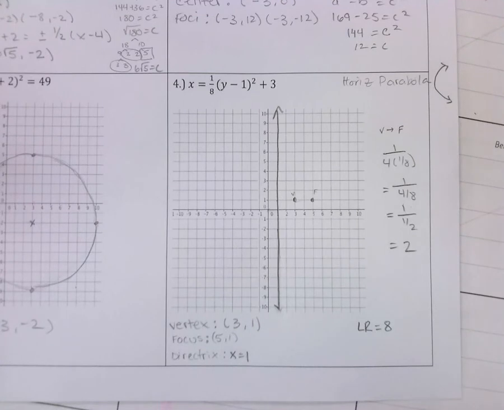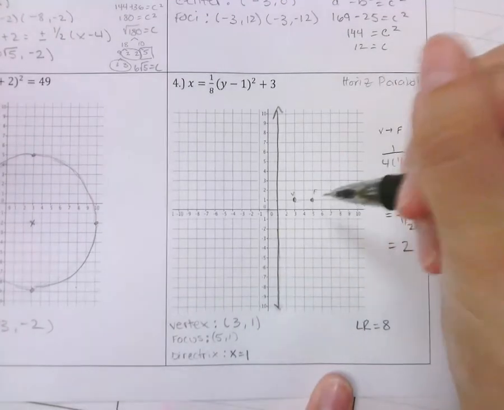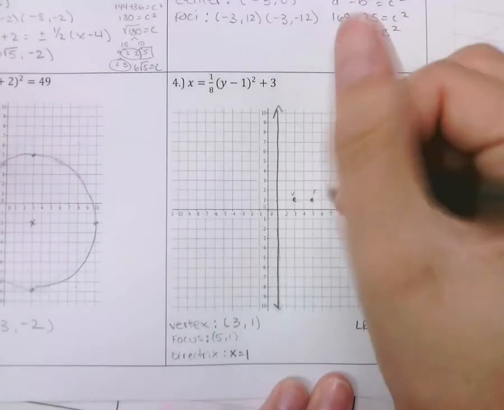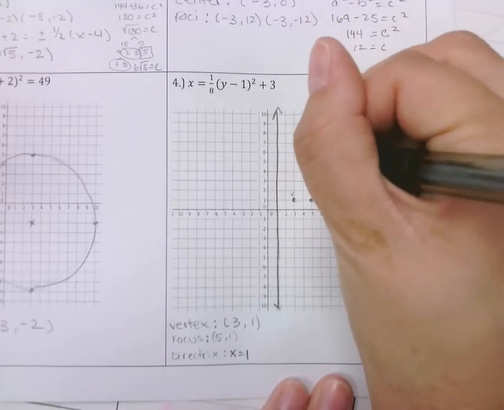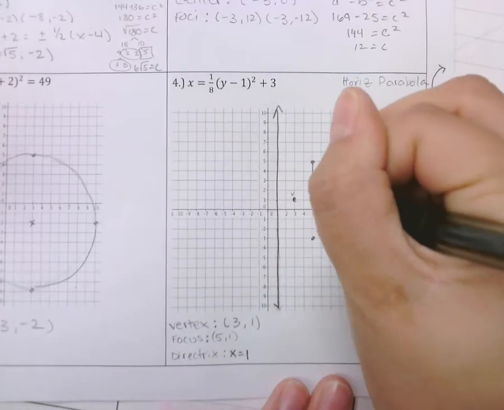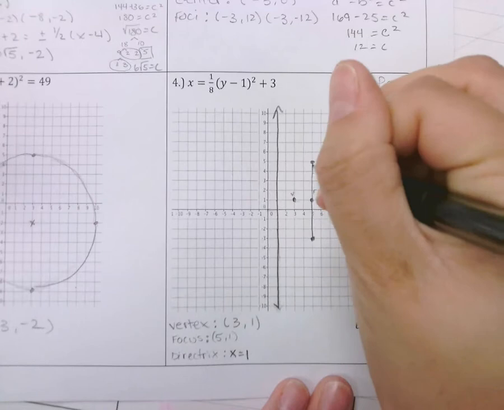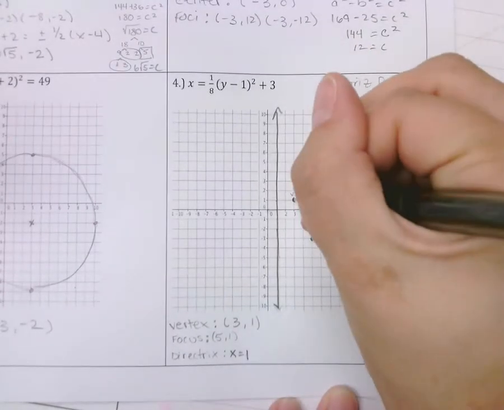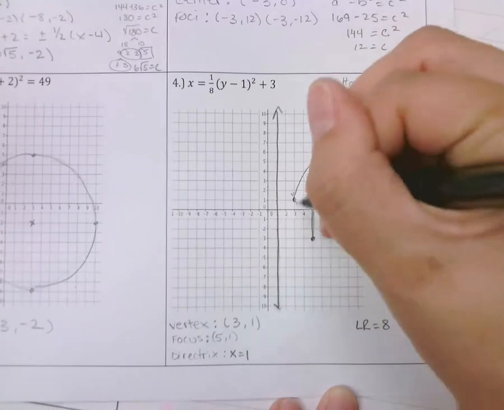It's 8 units long, right? So how do I do that? You have to go up 4, down 4 from the focus. So 1, 2, 3, 4. Doesn't that make it longer than 8 units long? No, because if you do 4 inside, it'll be 8. And then we're going to connect the vertex to those points.